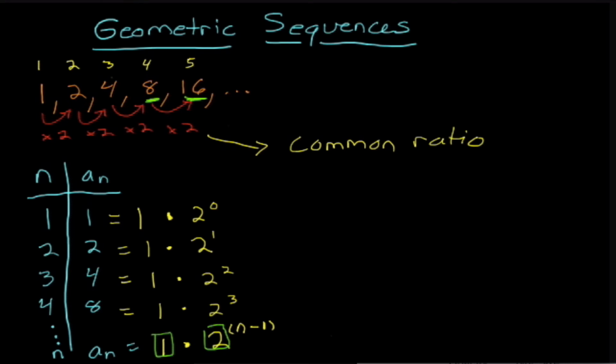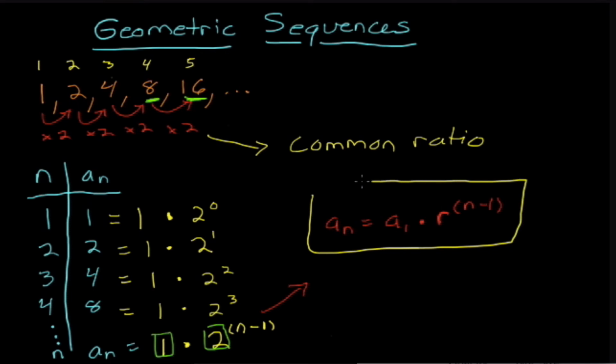So we can generalize this formula for all geometric sequences by saying the nth term, a sub n, equals the first term, a1, times the common ratio r. We're going to use r instead of d because it's not a common difference, it's a common ratio. And we're going to raise it to the power of n minus 1. And that is the general form of, or that's the formula for a geometric sequence.